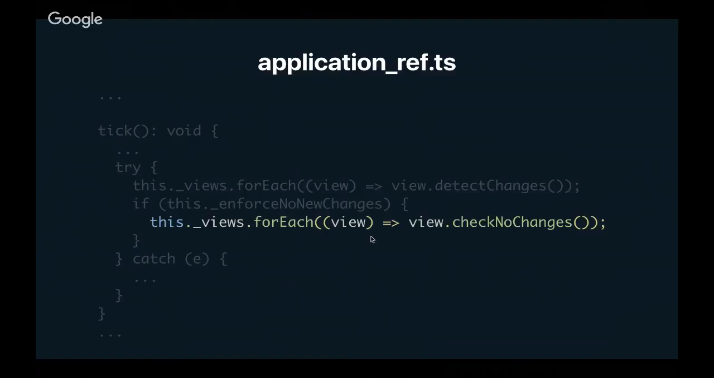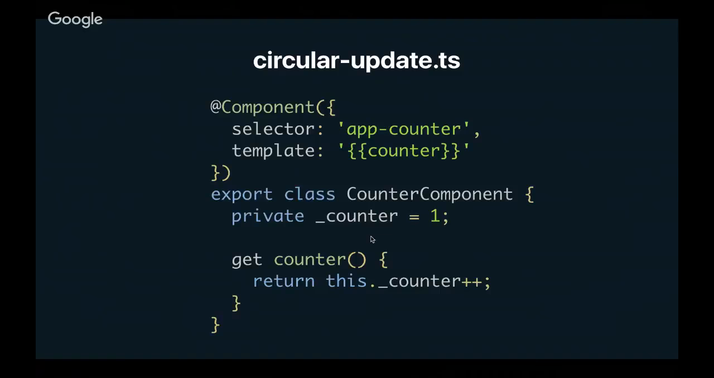Now, let's go back to our tick implementation. Previously, we took a look at the top line after the try construct. Here, let's take a look at the views.forEach, and after that, invoking the checkNoChanges method for each view. Well, this checkNoChanges is for only one purpose. It is used only for debugging purposes and for Angular helping us to find out that we are doing something wrong. Let's take a look at this snippet.